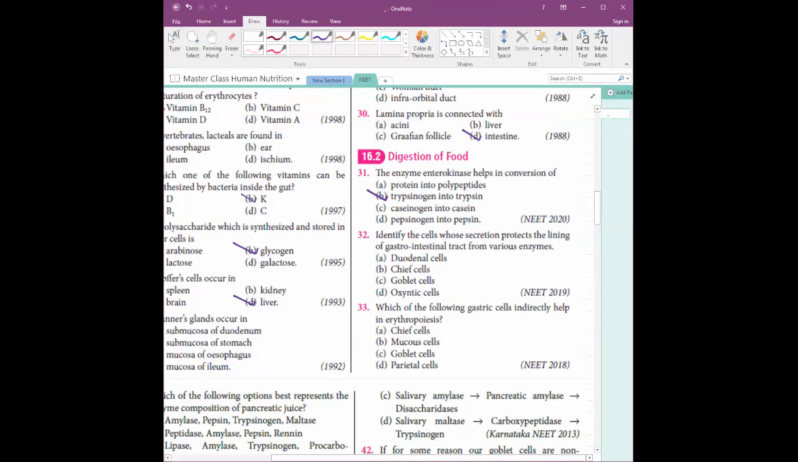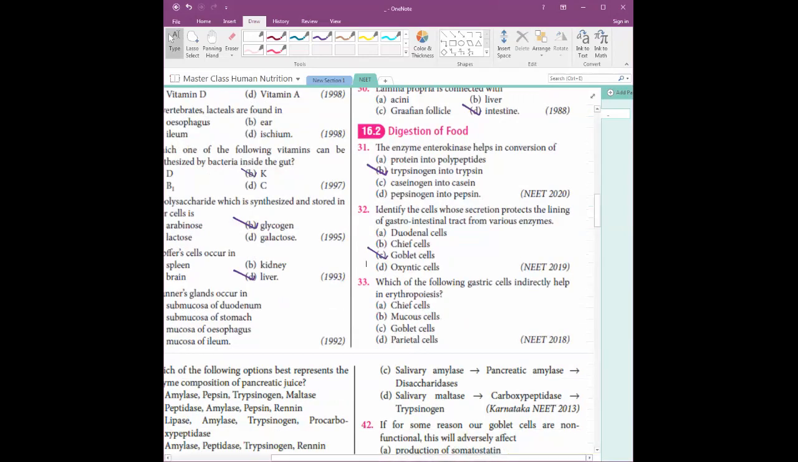Absolutely right. How are we going to provide protection, guys? It is by means of your mucus. And who's going to produce mucus? It is going to be goblet cells. Okay, so keep this thing in mind once again. Goblet cells. Okay, next question goes to Swaroop.